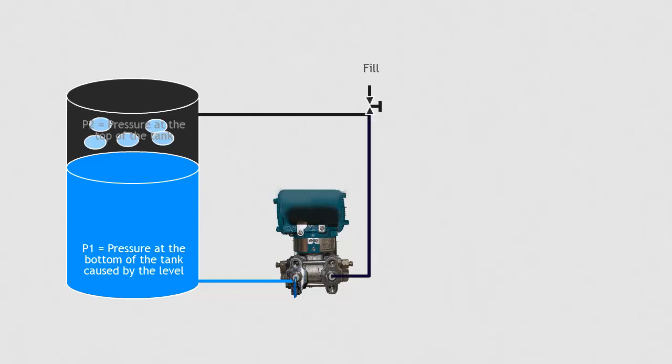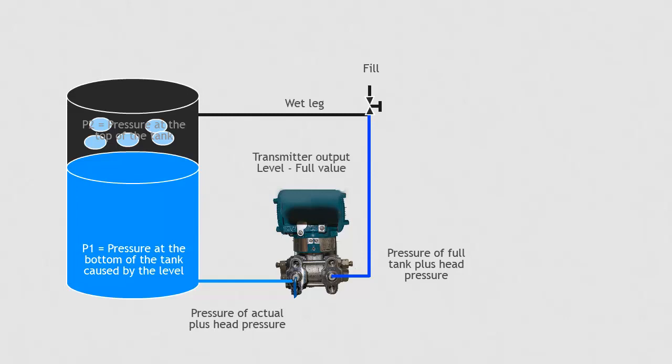If there is a risk of condensation occurring, then a wet leg is used. The capillary tube on the low input is filled with the liquid that results in a pressure of the gas at the top, plus the pressure from a full tank. The input connected at the bottom of the tank will be the top pressure plus the actual level in the tank. The result is that the output will be the level minus the full value.